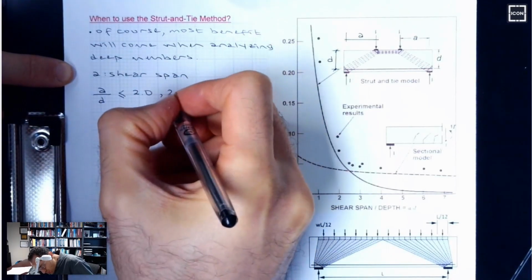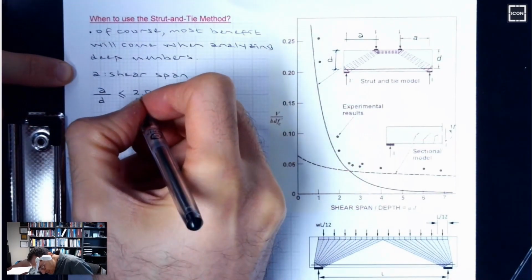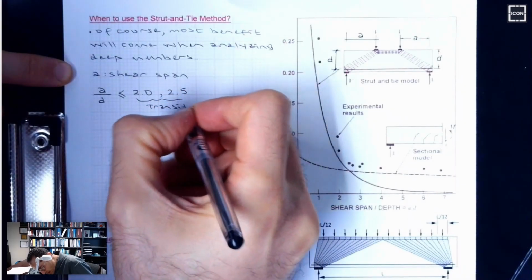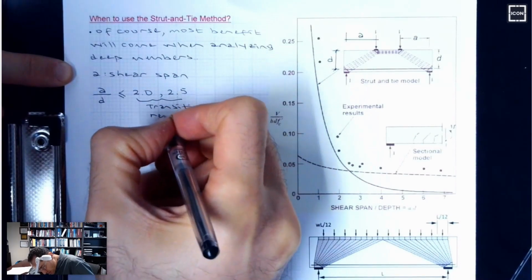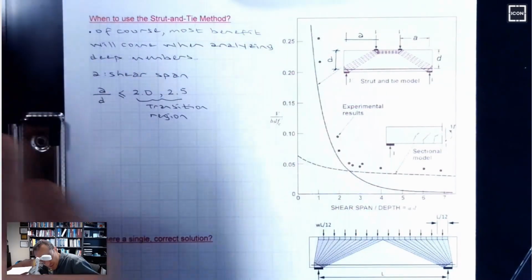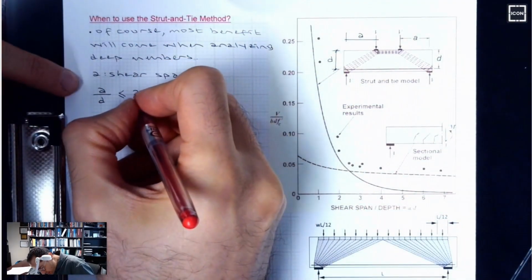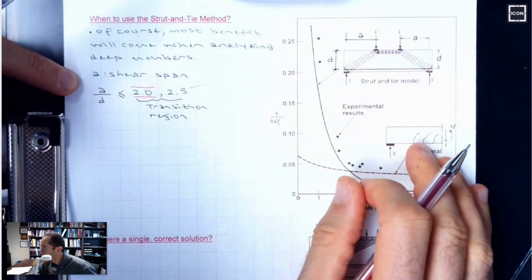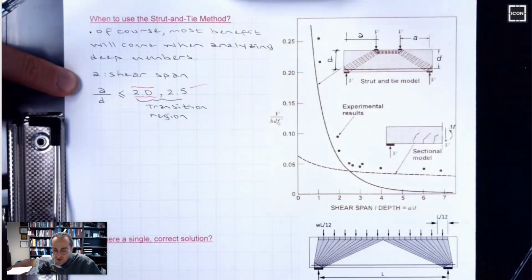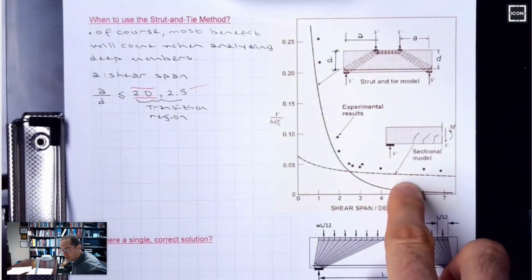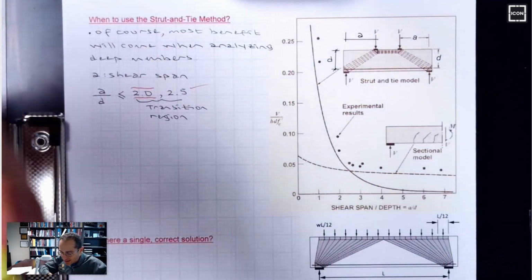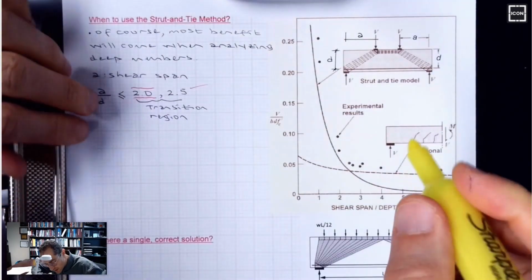or even 2.5. This is the transition region. So I would say 2 because that's the lower bound. It is also fine if you consider a member deep for a ratio of 2.5. This comes from Michael Collins's textbook. It's also in the code. I think the Canadian code has this in the commentary.